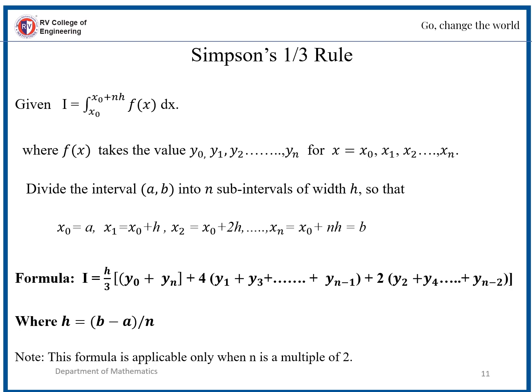So Simpson's 1/3 rule formula would be: the integral I from x0 to x0 plus nh of f of x dx is equal to h divided by 3 times y0 plus yn plus 4 times (y1 plus y3 plus so on to yn minus 1) plus 2 times (y2 plus y4 plus so on to yn minus 2). Here h is (b minus a) by n. Please note that this formula we can only apply when the number of sub-intervals is a multiple of 2.